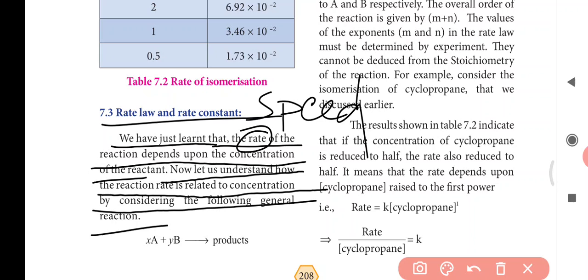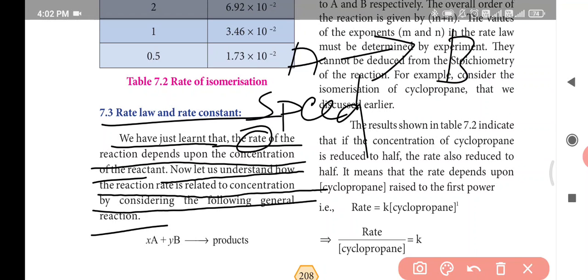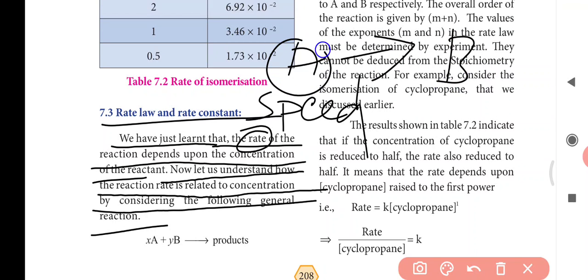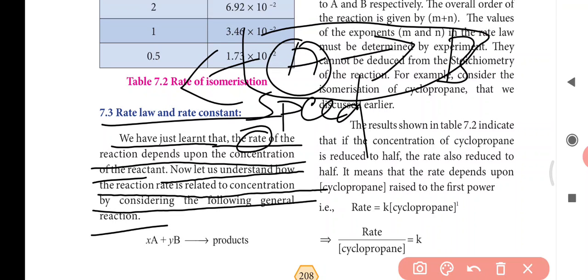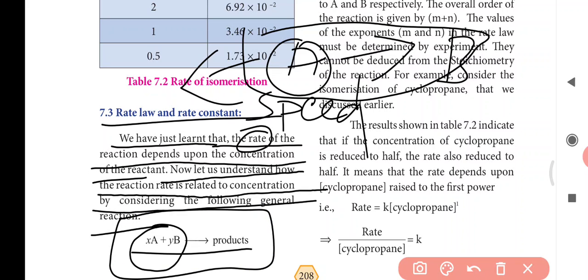The rate of reaction depends upon the concentration of the reactant which is involved in the reaction. A reactant reacts to give a product. The rate of reaction fully depends on this reactant. This is an example of a reaction: xA plus yB gives a product. The speed of this reaction depends on the concentration of the reactant.